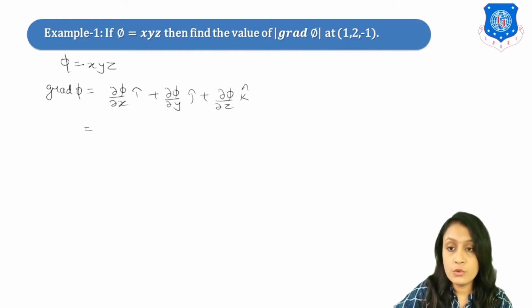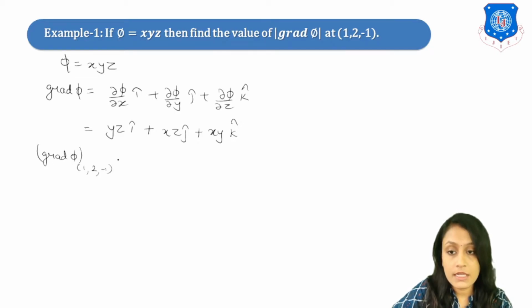Now what we have to do is find the derivative of this phi with respect to x, keeping y and z constant. So the derivative is yz, so yz i plus, now derivative with respect to y, so this is xz j plus derivative with respect to z, this is xy, so xy k. Now we have to find gradient at this particular point 1, 2, minus 1.